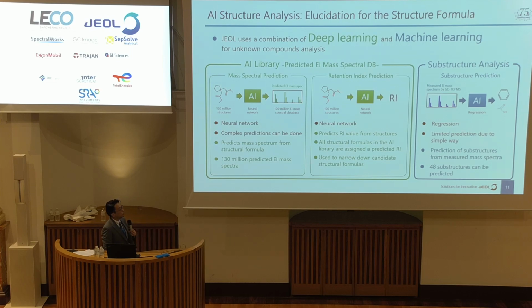And we use 2 AI models. One model can predict EI mass spectrum from structures. And another AI model can predict retention index value from structures. Then we combine this information into one library. And with another AI, we can predict substructure information from the mass spectrum directly.